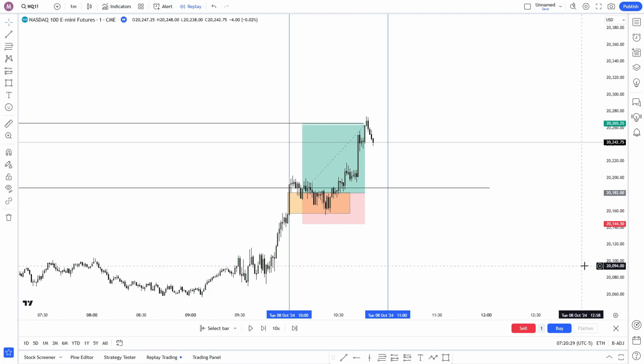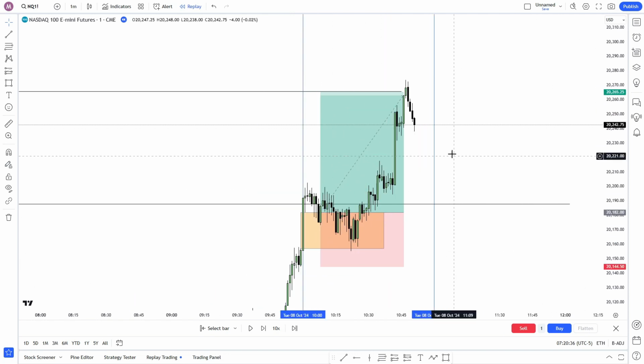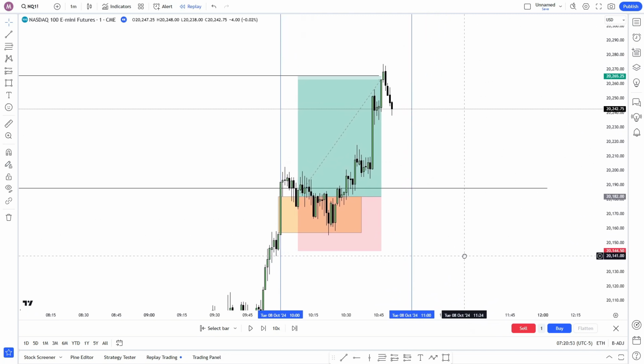And there you have it. Take profit here, and that's what an ICT AM Session Silver Bullet would look like. Now guys, it's very important that you know that this is a time-based trading model, meaning you can only trade it between these time windows, 10 to 11 AM Eastern Standard Time, 3 to 4 AM Eastern Standard Time, and 2 to 3 PM Eastern Standard Time.